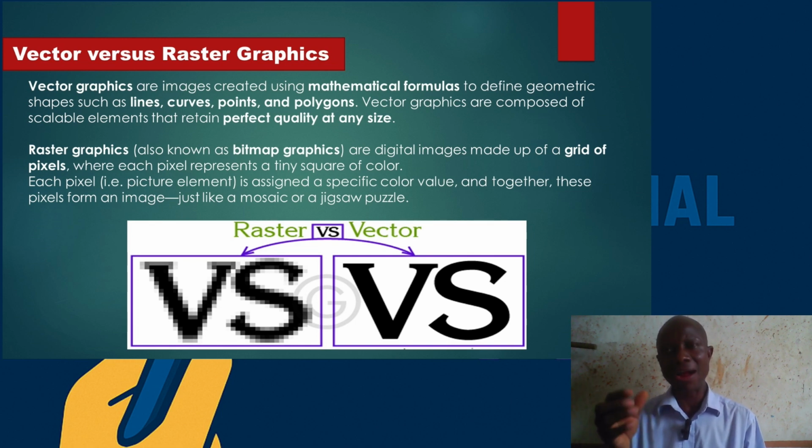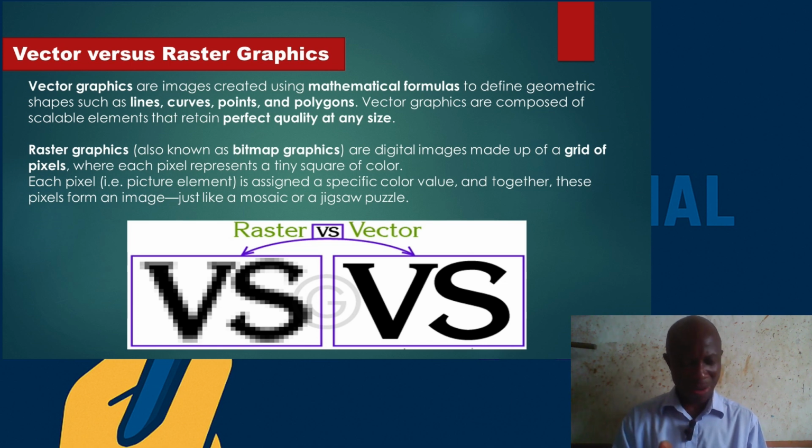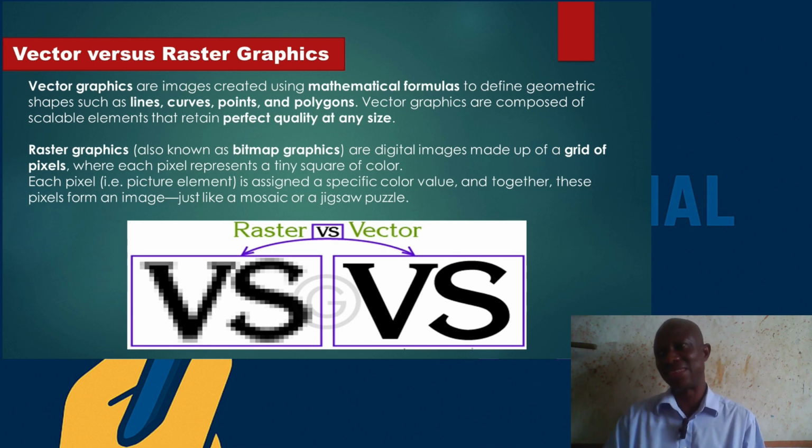Vector graphics are composed of scalable elements that retain perfect quality at any size. No matter how you increase the size, no matter how you scale it, the quality remains the same. The sharpness remains the same. That's what vector does for you. When you come to raster graphics, these are mainly pictures.